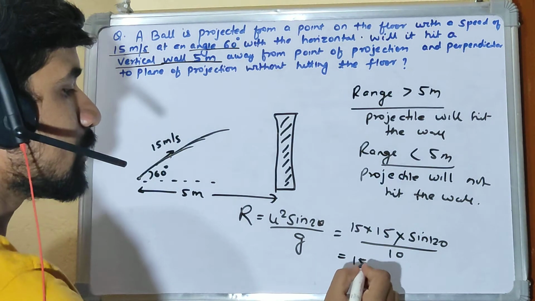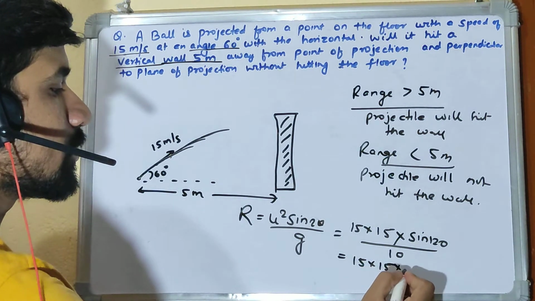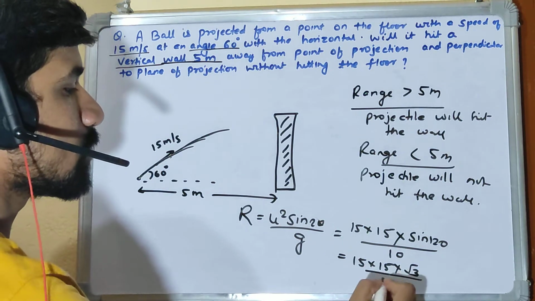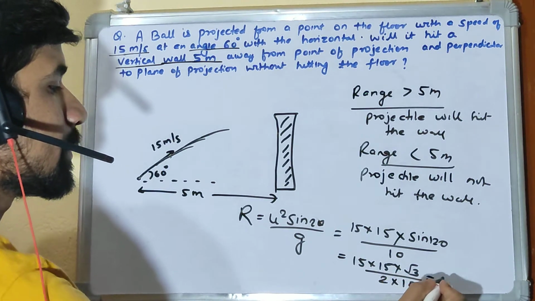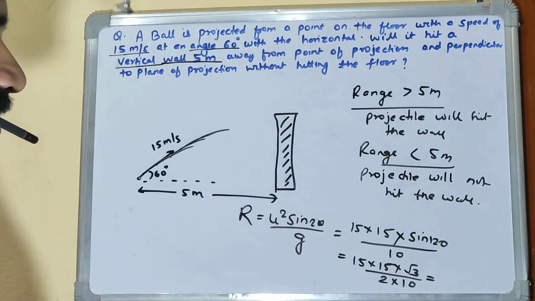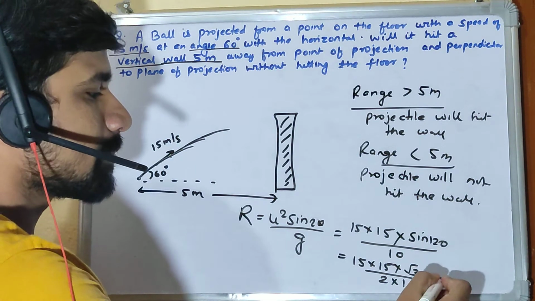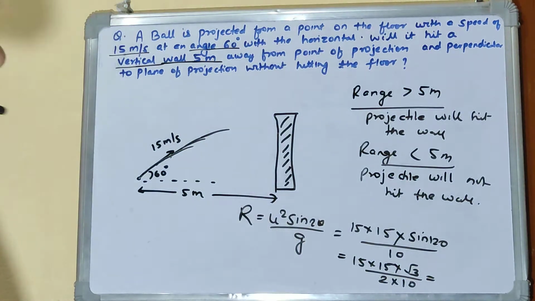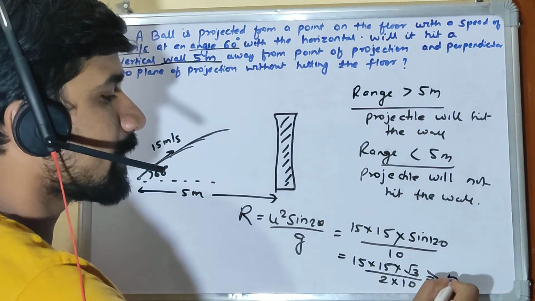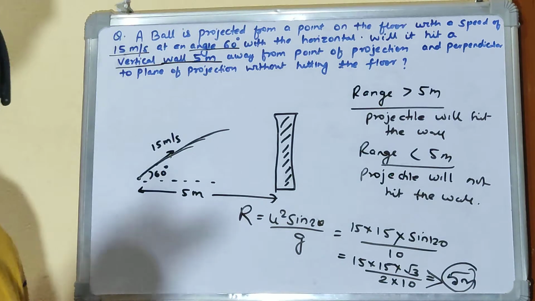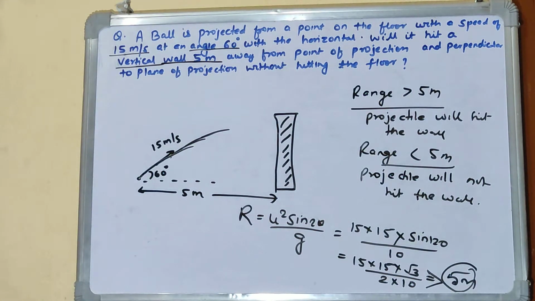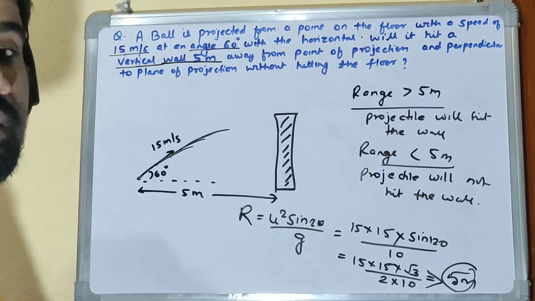So 15 into 15 into, let's say this becomes root 3 by 2, into 10. So this is 225 root 3 by 20. You will be able to find the answer. The answer is somewhere more than 20. So if it is more than 20, it is obviously greater than 5. This range is greater than 5 meters, and hence this projectile will obviously hit this wall.